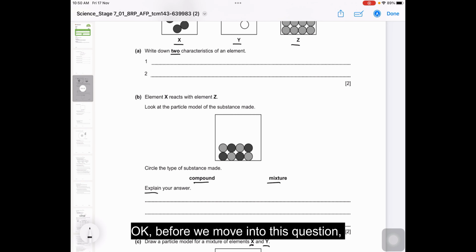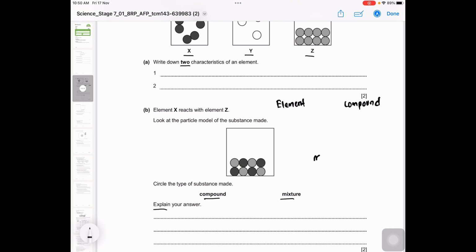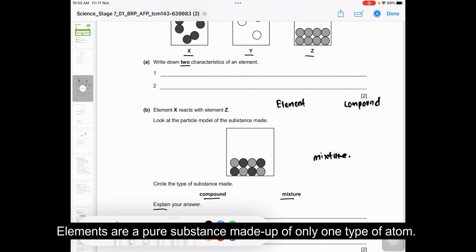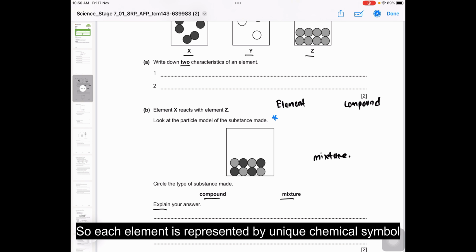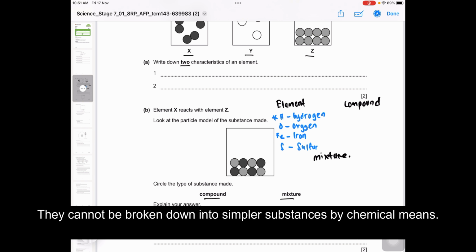Before we move into this question, we have to know the meaning of element, compound, and mixture. Elements are a pure substance made up of only one type of atom. Each element is represented by a unique chemical symbol like H for hydrogen, O for oxygen, Fe for iron, and S stands for sulfur. They cannot be broken down into simpler substances by chemical means.